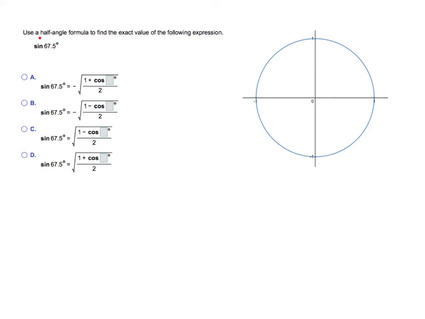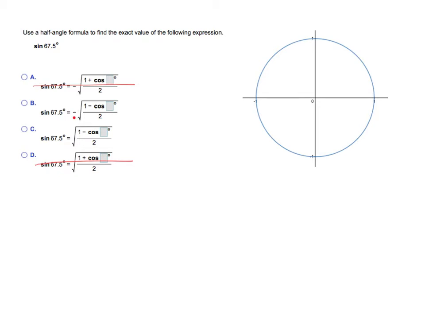Let's use the half angle formula to figure out what sine of 67.5 degrees is equal to. So we have 4 different versions down here of the formula, and we have to make sure we choose the correct one. For starters, if I see sine and I'm going to use a half angle formula, I want it to be 1 minus instead of 1 plus. So I'm automatically going to say, well, we're not using this one and we are not using this one. So it's got to be either B or C.